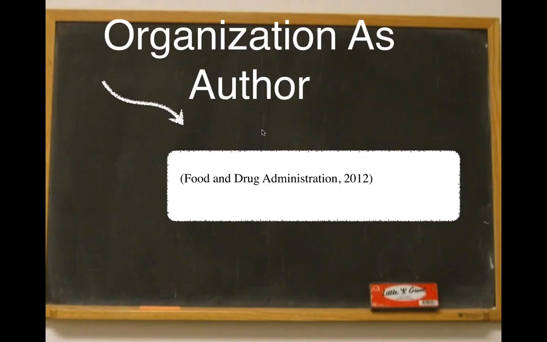If there is no specific author listed, but the information comes from an organization or company's document or website, you can use the organization as the author. So for example, a study by the Food and Drug Administration or a quarterly earning report from a company like AT&T or Ford Motor Company or something like that, you would use the organization as the author.